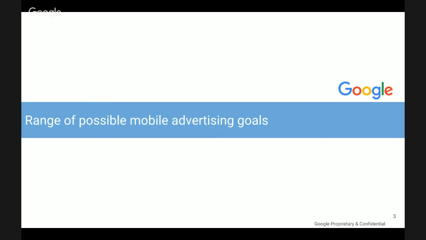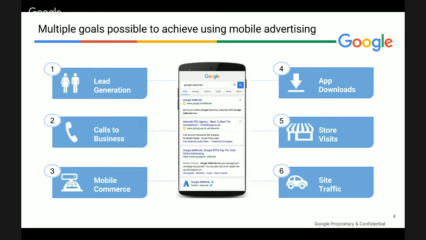So the first thing that we'd like to see is what kind of goals can be achieved using mobile advertising. They can be categorized into 6 broad categories: lead generation, calls to businesses, mobile commerce, app downloads, store visits, and site traffic.